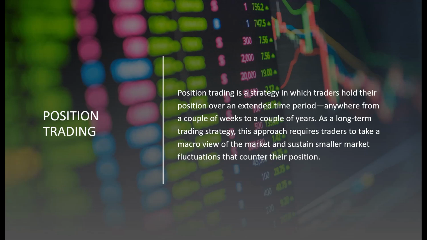It's more of a long-term trading strategy. This approach requires traders to take a macro view of the market and sustain smaller market fluctuations that counter their trend. In other words, the euro-US dollar is trading at 106. Well, it might go down to 105, 104, but by the time things settle down in Europe, for some reason, it's going to go back up to 108. So you take a position at 106 and you sit for it to go back to 108.